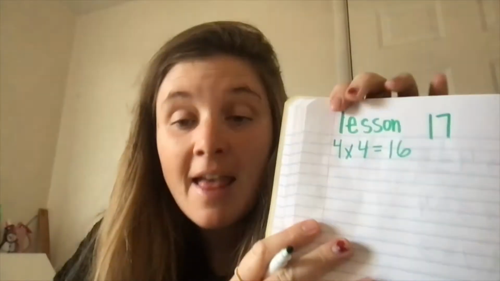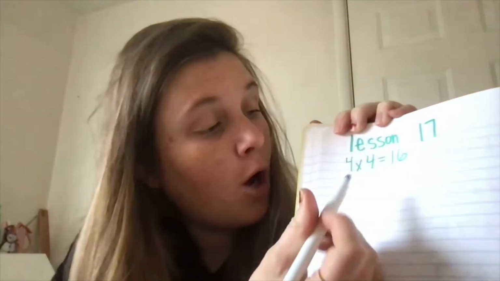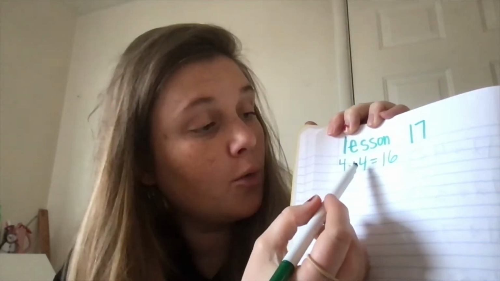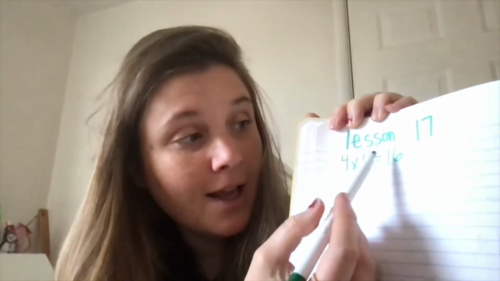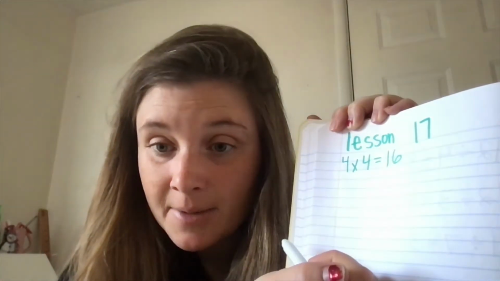So let's write that down in our journal. You're going to write 4 times 4 equals 16, right? That means 4 groups of 4 equal 16.